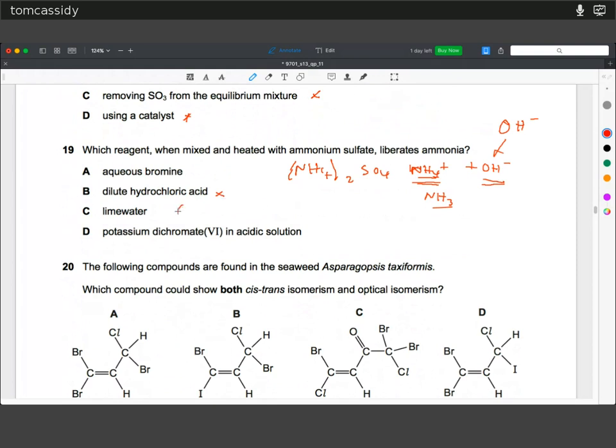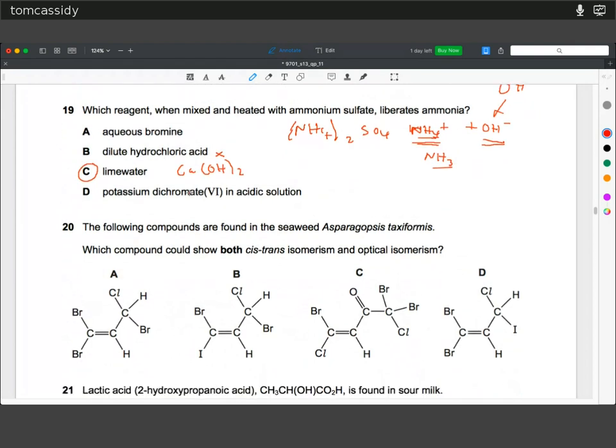Lime water, you might know from GCSE, is actually a solution of calcium hydroxide. So that's pretty similar. It's got the OH minus, it's got the hydroxide. So that's the one that's going to liberate the ammonia. It's a strong base displacing the weak base. And these other two are just distractors. They've got nothing to do at all with testing for the ammonium ion.